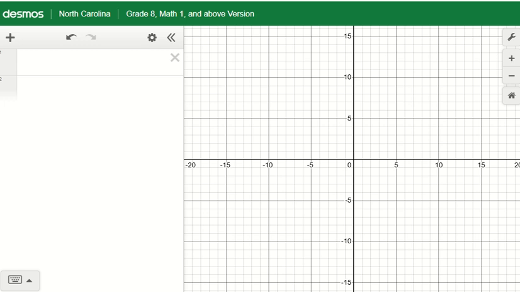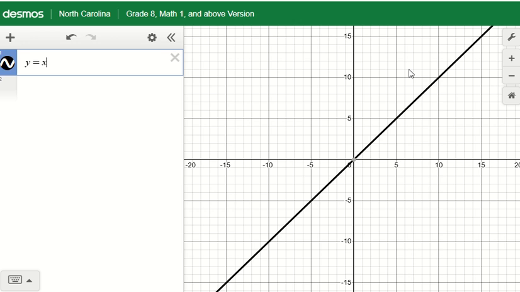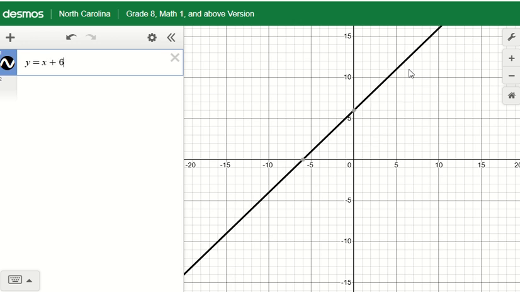So I'm going to put the second equation in first because it's already got the equation, okay? That's line B. So we got y equals x plus 6. Everybody's good with that part, right? That's the easy part. Once you have that, we need to get those ordered pairs in.